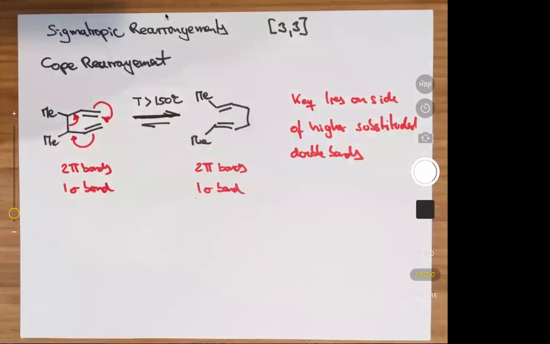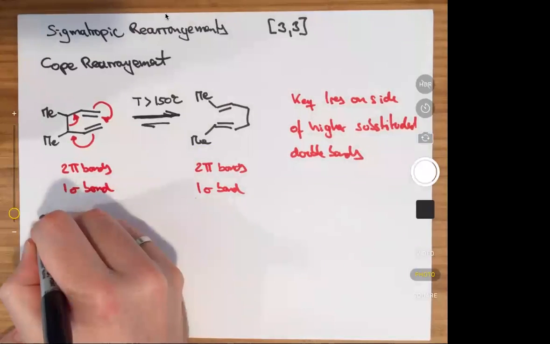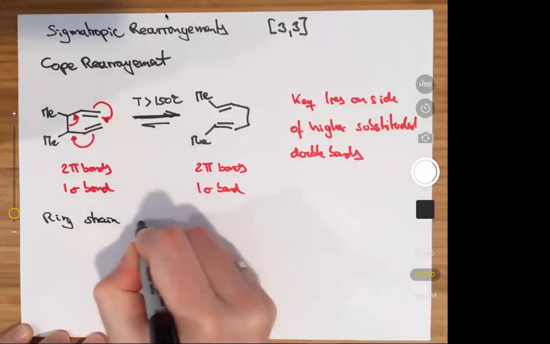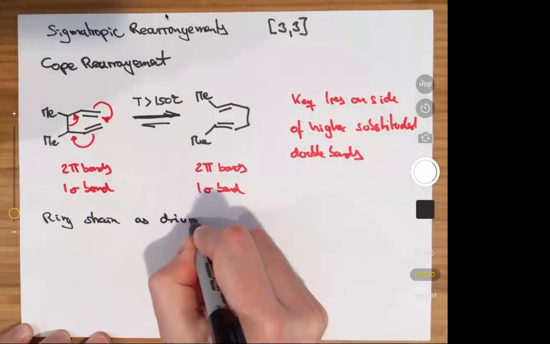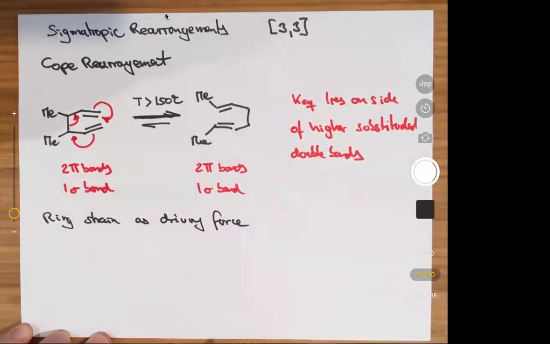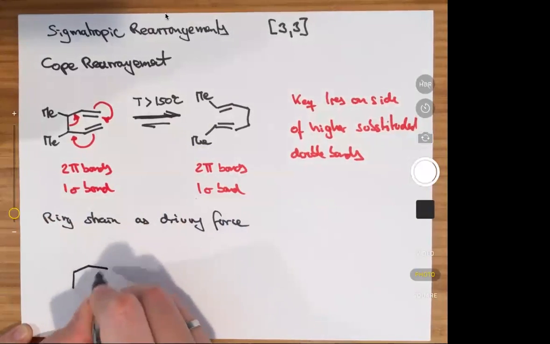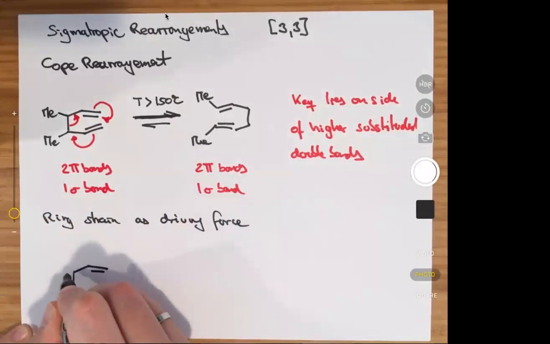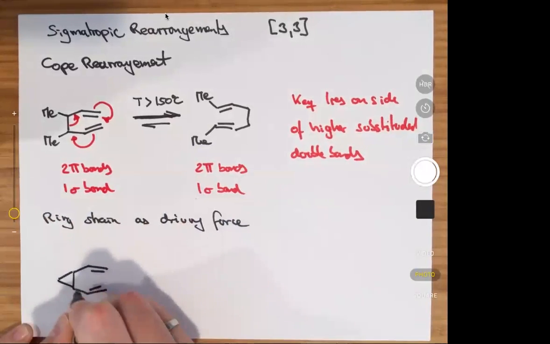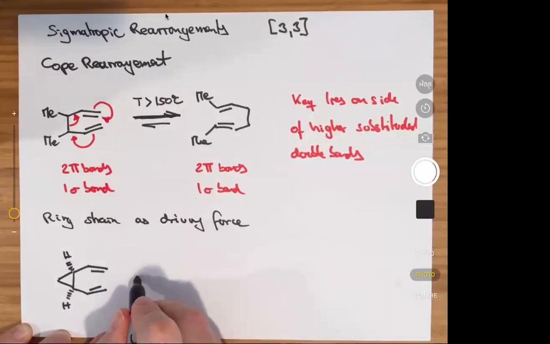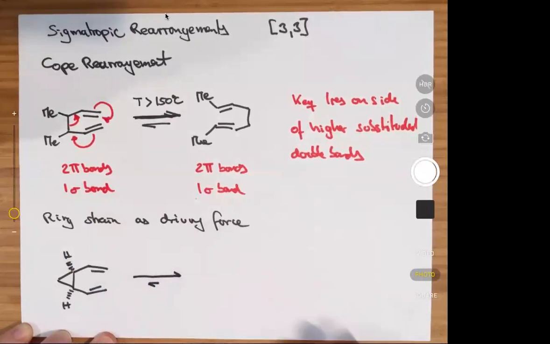Another driving force that can be used to push these reactions is the release of ring strain. Let's say ring strain as a driving force. And there's a couple of examples where you essentially create a ring expansion using this 3,3 sigmatropic rearrangement. We can say, for example, if you have like a 3-membered ring here, the ring strain stored in this 3-membered ring drives the reaction to the ring open species.